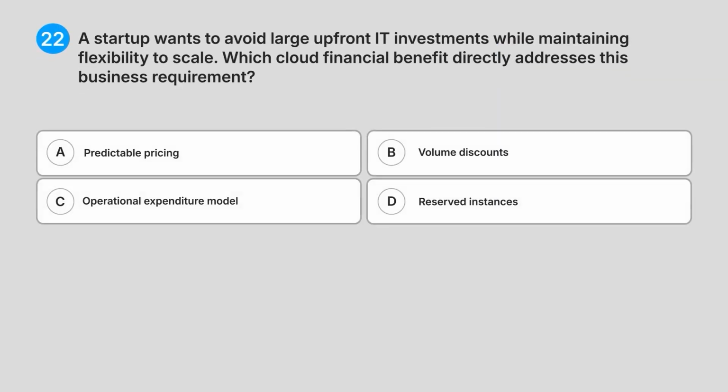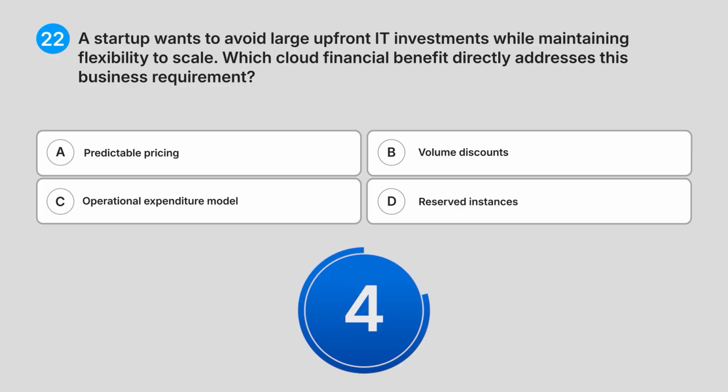22. A startup wants to avoid large upfront IT investments while maintaining flexibility to scale. Which cloud financial benefit directly addresses this business requirement? A. Predictable pricing. B. Volume discounts. C. Operational expenditure model. D. Reserved instances.